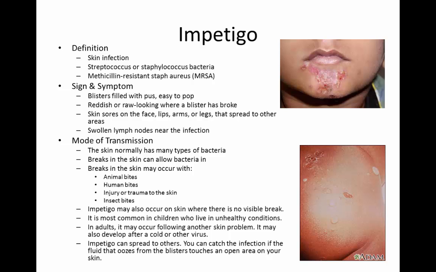In adults, it may occur following another skin problem and may develop after a cold or another virus. Impetigo can spread to others. You can catch the infection if the fluid that oozes from the blisters touches an open area on your skin.